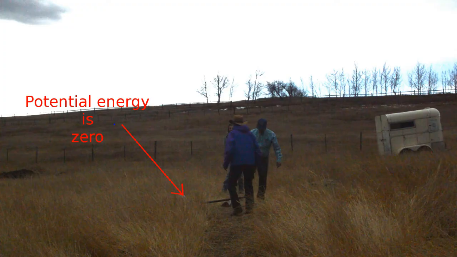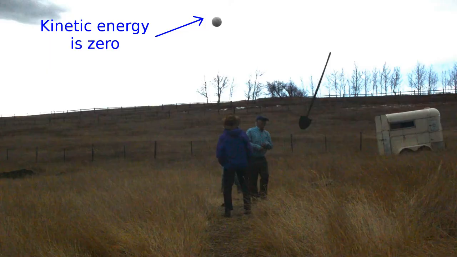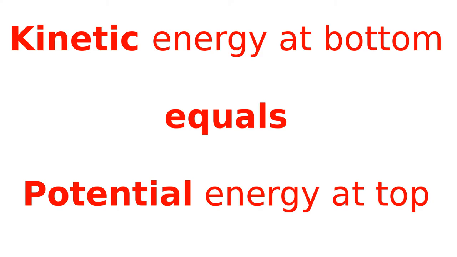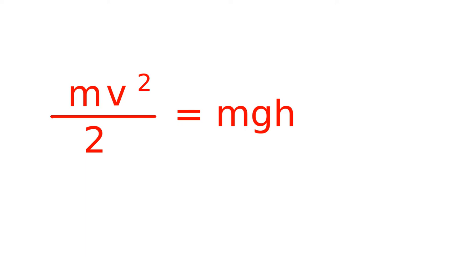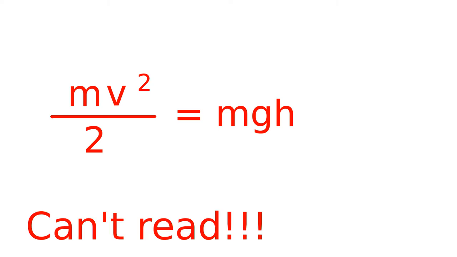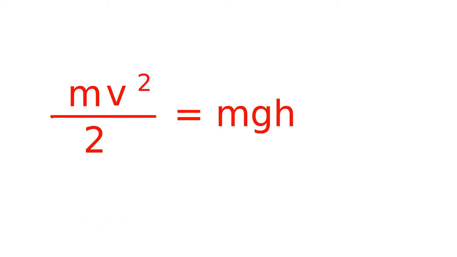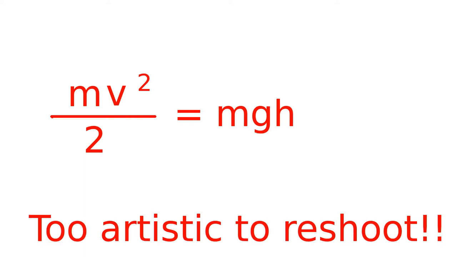Potential energy at the top of the arc equals the kinetic energy at the bottom. At the bottom, the potential energy is zero. At the top, kinetic energy is zero. Kinetic energy at the bottom equals potential energy at the top. Here is the formula with kinetic energy, m times v squared divided by 2, on the left, and potential energy, m times g times h, on the right.